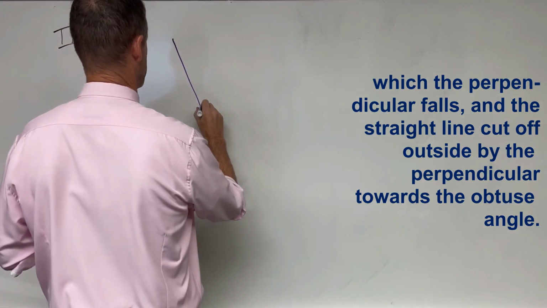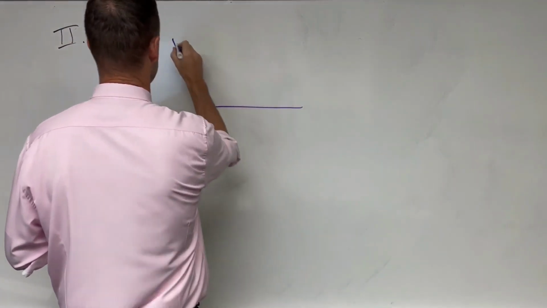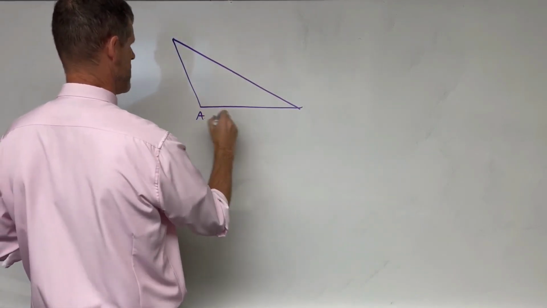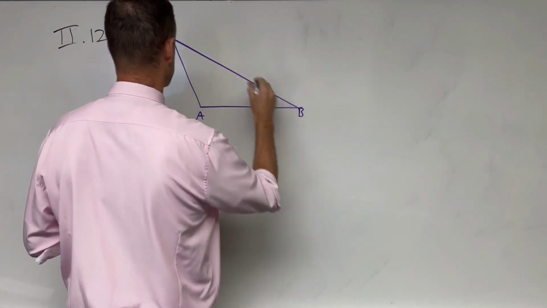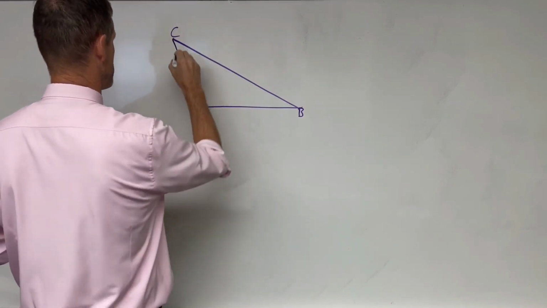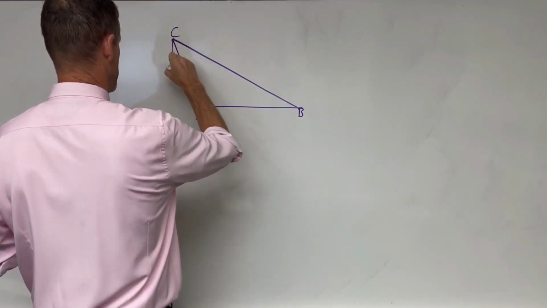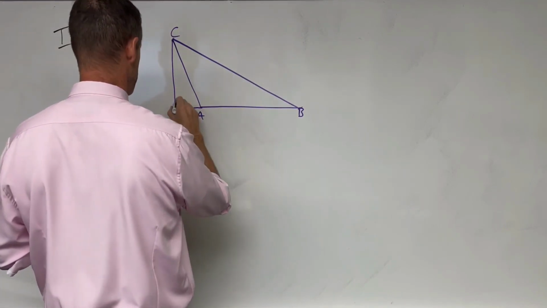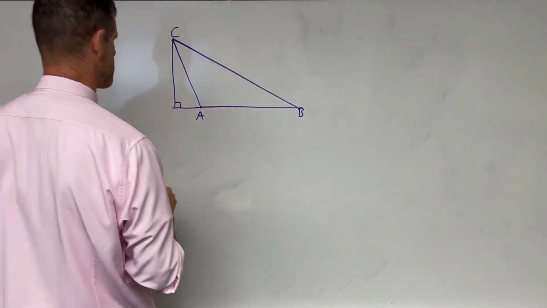We'll have our obtuse angled triangle. We'll call it ABC, and then we also drop our perpendicular and extend outside AB, so that is a perpendicular.